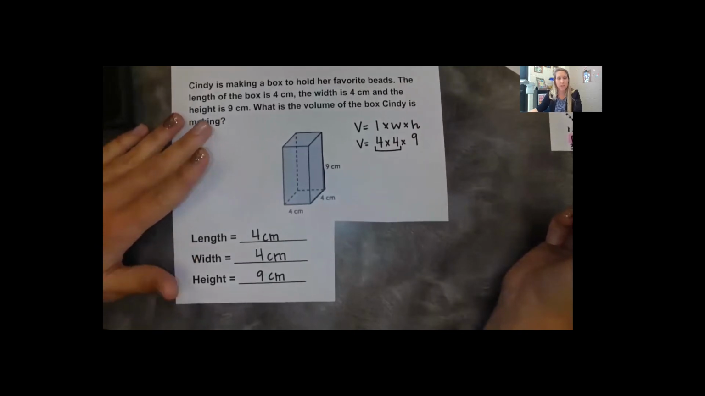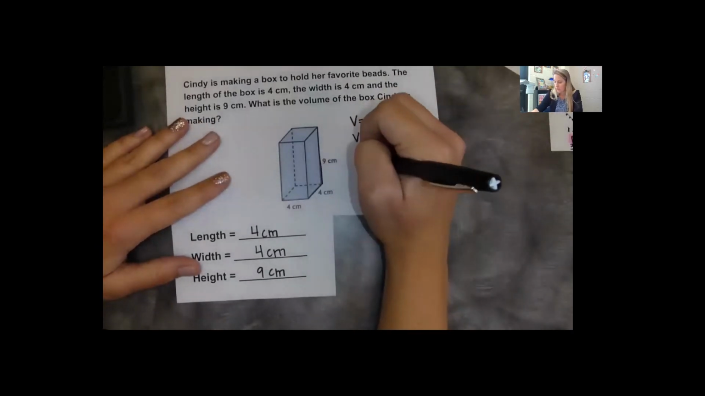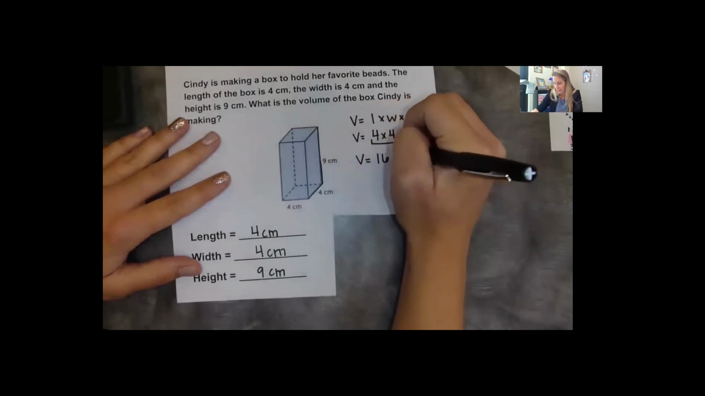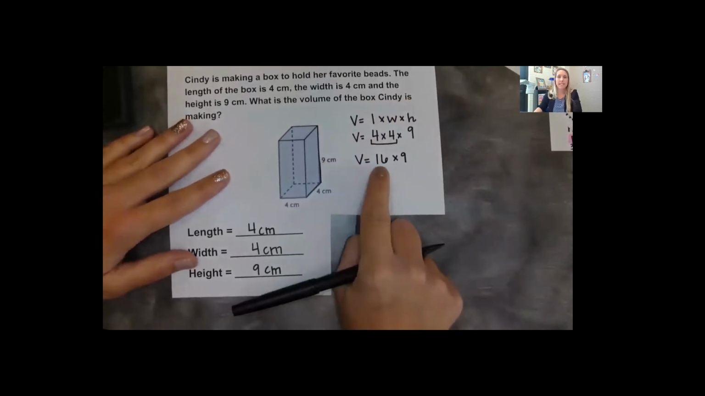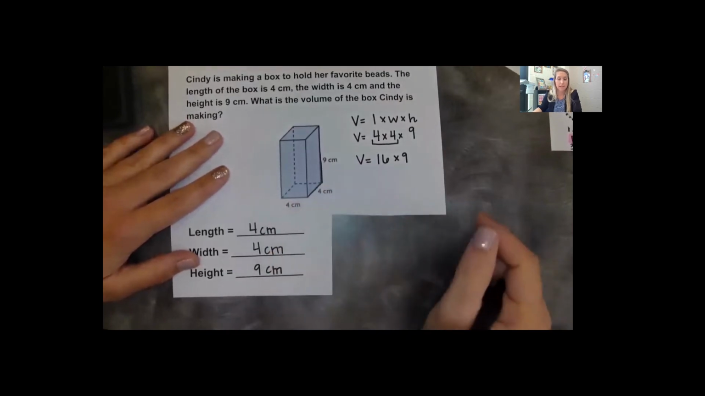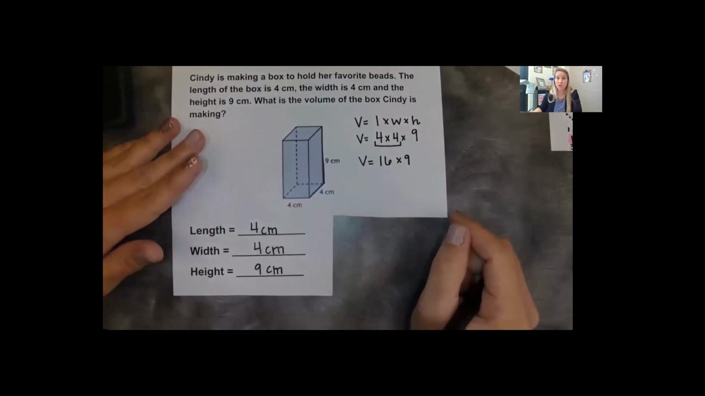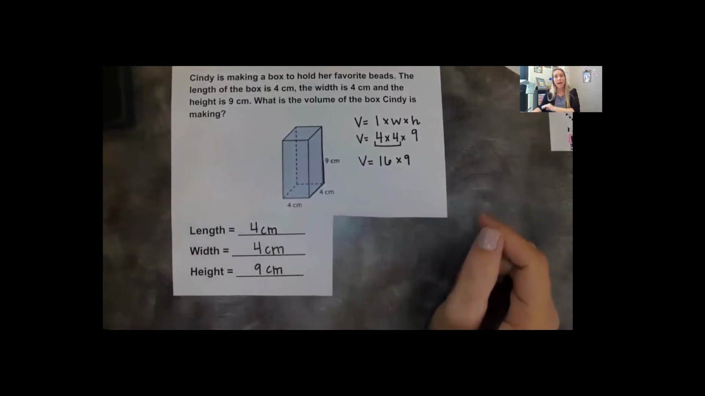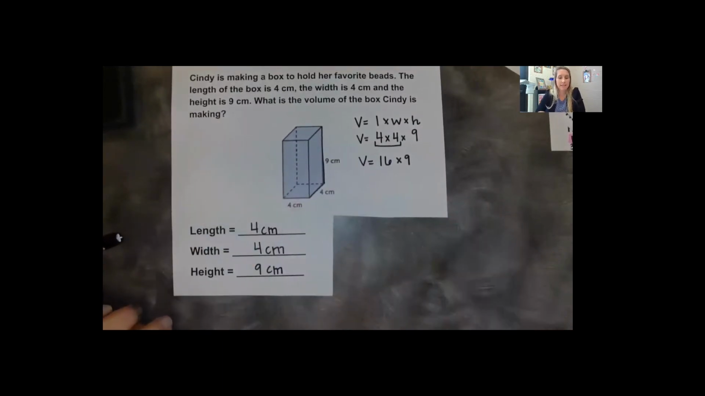The product of 4 and 4 is, yes, 4 times 4 equals 16. And so 16 times 9. What does the number 16 represent? Yes, the number 16 represents the base area, the area of this base. And I'm about to make it three-dimensional by multiplying by the height. What is the product of 16 and 9?